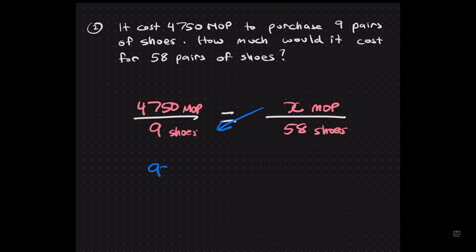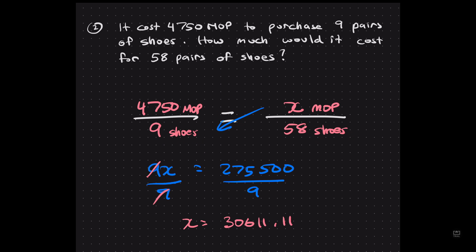9 times x is 9x. 4,750 times 58 is going to equal 275,500. To isolate x, we're going to divide by 9, cancel the 9s on the left, and on our calculator we just divide that answer by 9, and we're going to get that x is equal to 30,611.11 mops.